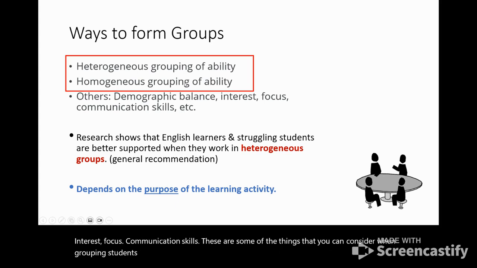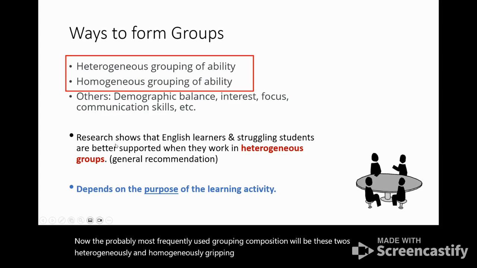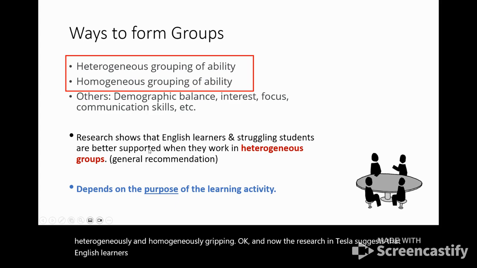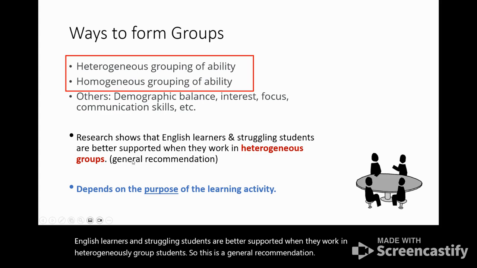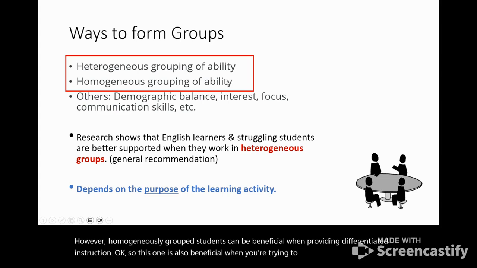Now, the probably most frequently used grouping compositions will be these two, heterogeneously and homogeneously grouping. Okay, and now the research in TESOL suggests that English learners and struggling students are better supported when they work in heterogeneously grouped students. So this is a general recommendation. However, homogeneously grouped students can be beneficial when providing differentiated instruction. Okay, so this one is also beneficial when you're trying to provide differentiated instruction.